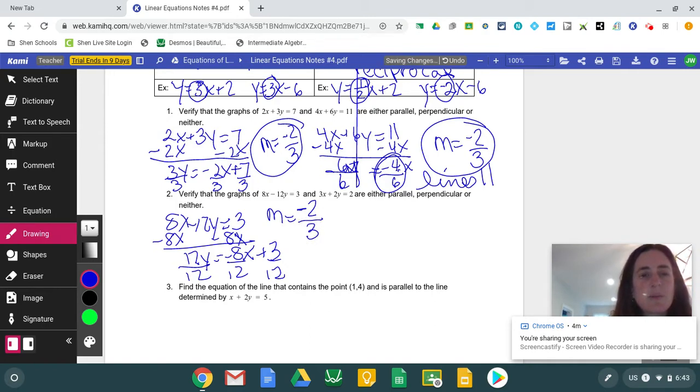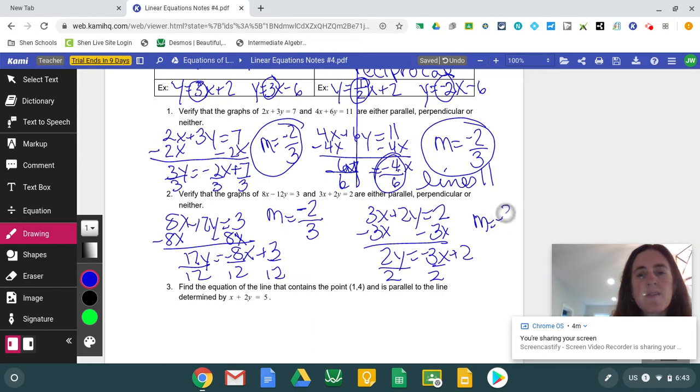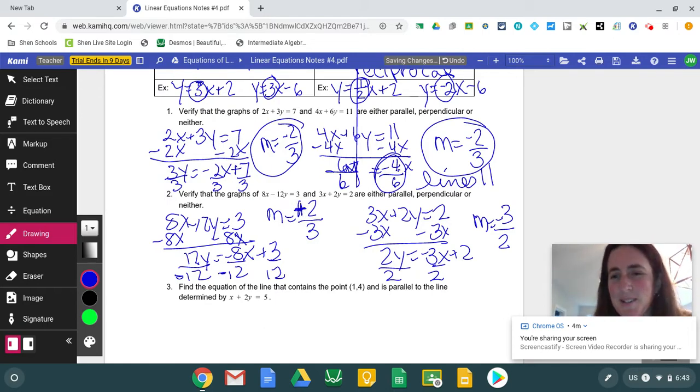Okay, similar to what we had before. I've got 3x plus 2y equals 2 for my other equation. Move my 3x over to the other side. 2y equals negative 3x plus 2. Divide everybody by 2. So your m is negative 3/2. Do I have a boo-boo? Oh, that's a minus 12. So when I divide by negative 12 over here, that's a positive. Bad teacher, I messed up that sign.